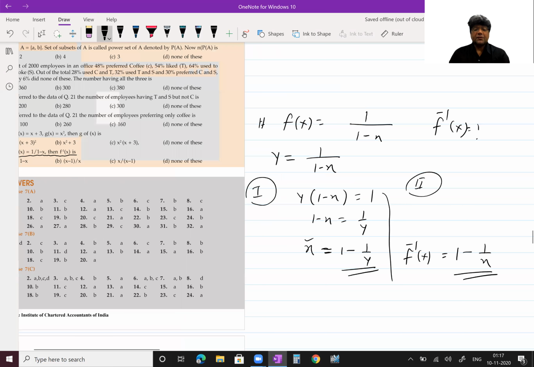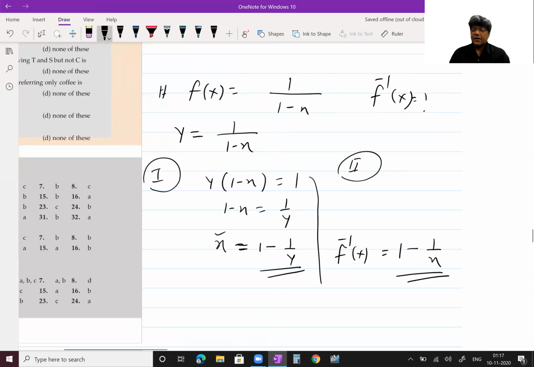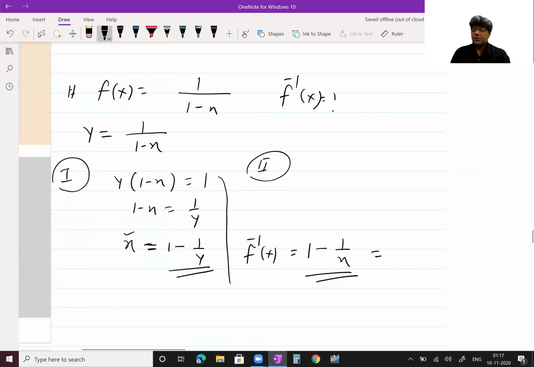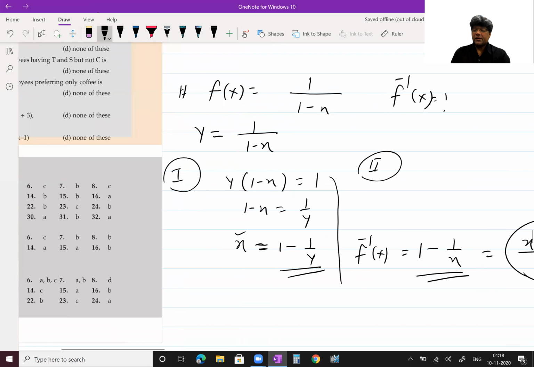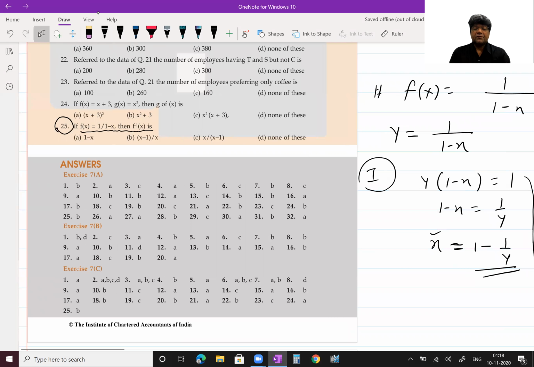Check whether any option is matching. Okay, it is in calculated form, guys. So that is equal to, if you take the LCM, (x minus 1) by x. (x minus 1) by x means option B.